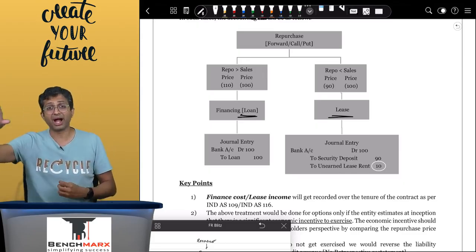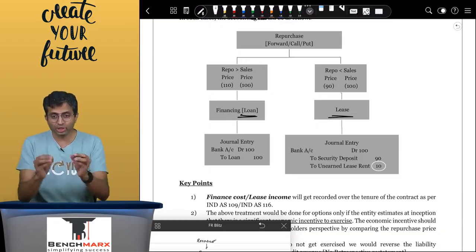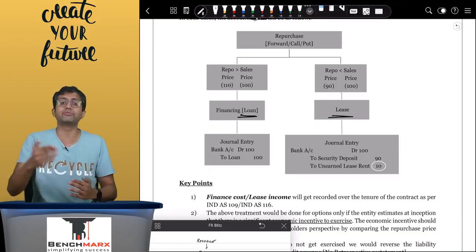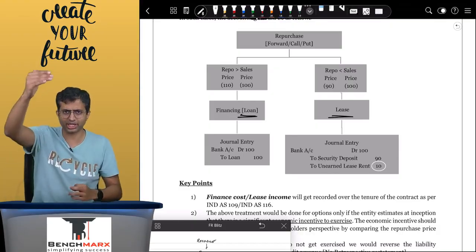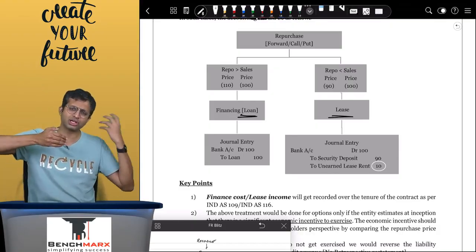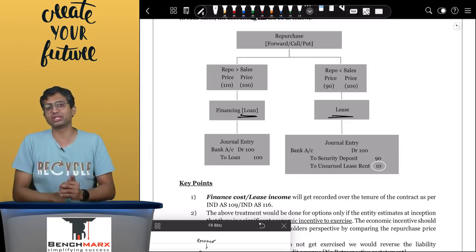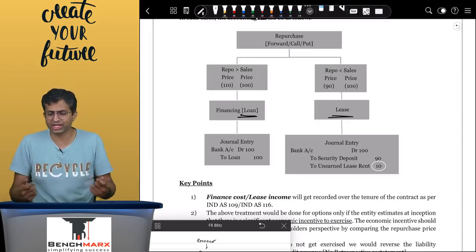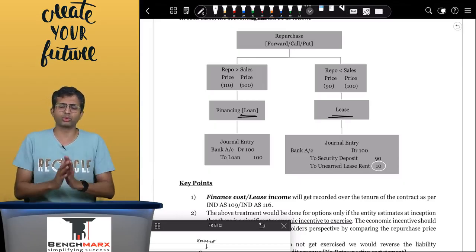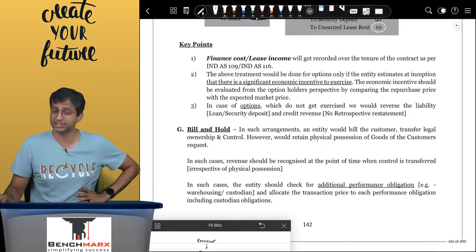In which case the buyer might have a right to sell, but will the buyer exercise that right? Well, we don't know. Again, you'll have to assess initially whether there's a significant economic incentive. If there's a significant economic incentive on the buyer to exercise, then the goods will come back to you, in which case you will treat it either as a loan or as a lease. However, if the buyer does not seem to have an economic incentive to exercise, in all likelihood the buyer will not exercise, in which case the goods will not come back to you. So you will recognize it as a sale. So these are a few interesting cases.